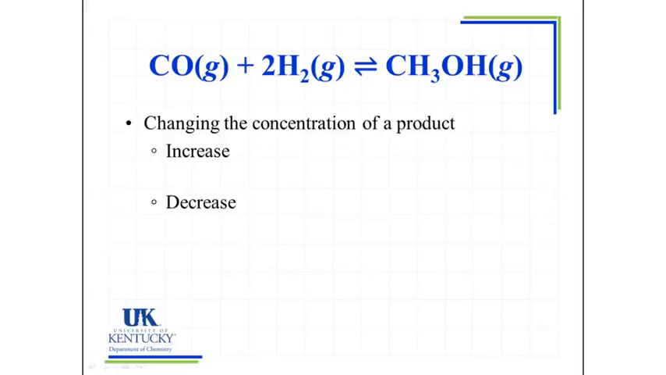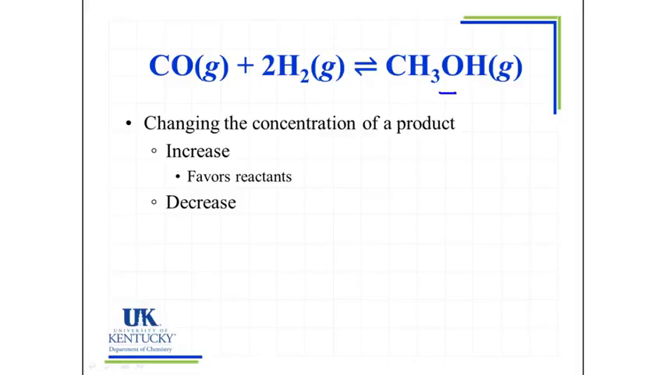Now we can look at the same reaction and see what happens when we change the concentration of a product. Since there's only one product, we'll be looking at methanol. If I increase the amount of methanol present, I see that the reaction now has too much methanol. I need to get rid of some of that methanol, and so as a result we're going to see the decomposition into carbon monoxide and hydrogen. So we're going to lose some of our CH3OH in order to get back to that equilibrium ratio. So if I increase the concentration of methanol, I see that I'm going to favor the formation of more reactants.